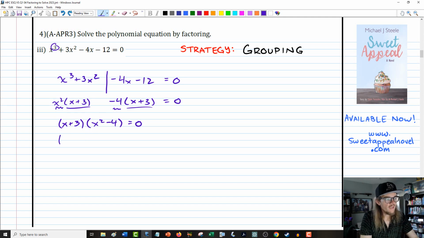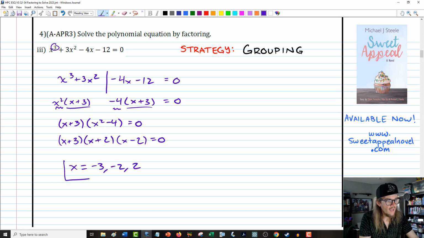But in fact, this one factors so quickly and smoothly, I don't think it's necessary. We get x plus 3 times x plus 2 times x minus 2, the latter two coming from the difference of squares, which will give us negative 3, negative 2, and 2 as our 3 solutions, which is kind of cool. Like nothing wild, but nothing terrible either.